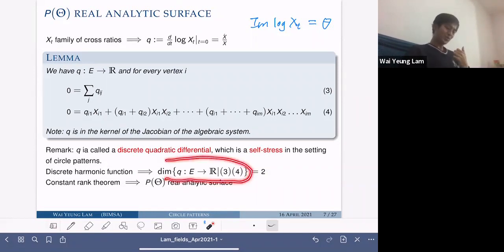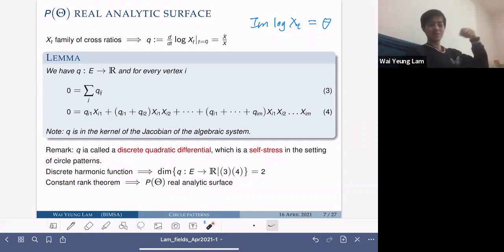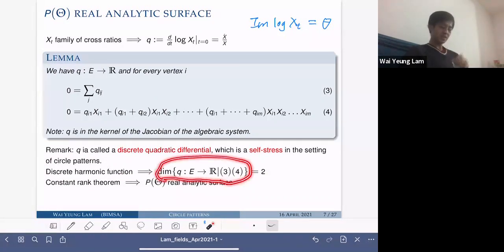So what we want to do is study the kernel of this Jacobian. As we will see, this Q is related to a discrete harmonic function. From there, we can use the maximum principle to deduce the dimension of this space. It turns out the dimension of the kernel of this Jacobian is always equal to two whenever you have this Delaunay circle pattern.